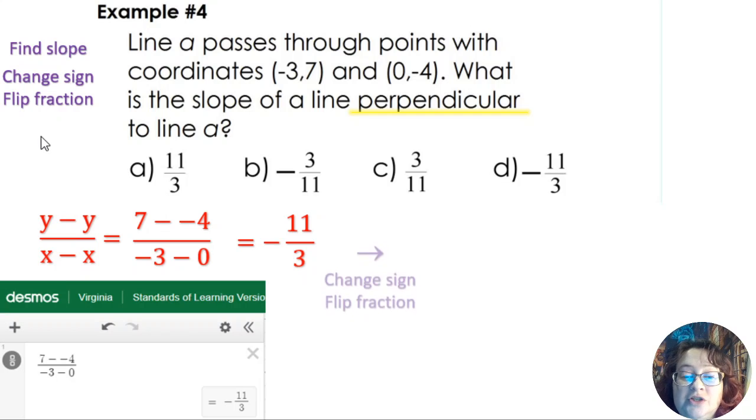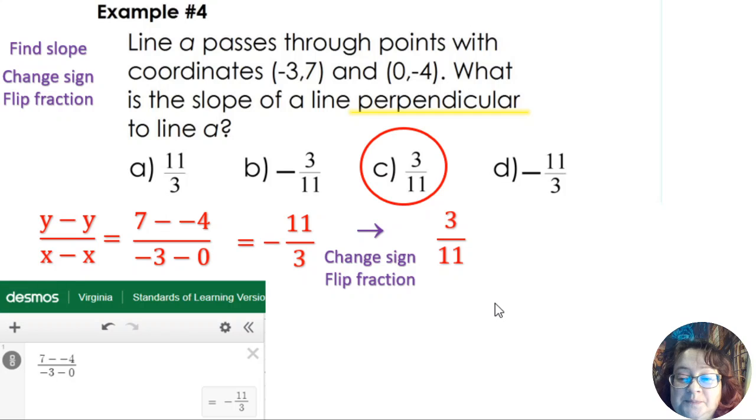Now, I want perpendicular, so I need to do something else. I have to change the sign and flip the fraction. So negative is going to become positive. 11 over 3 is going to become 3 over 11. So my answer is C.